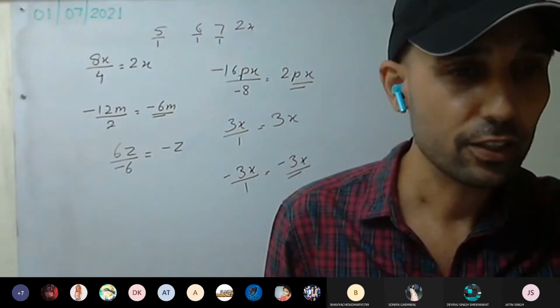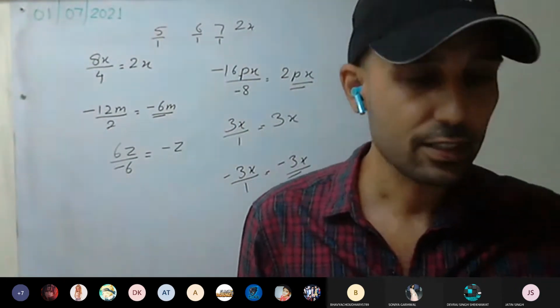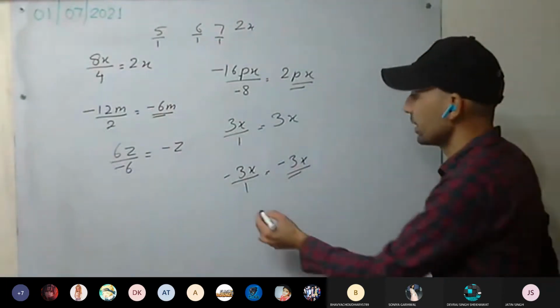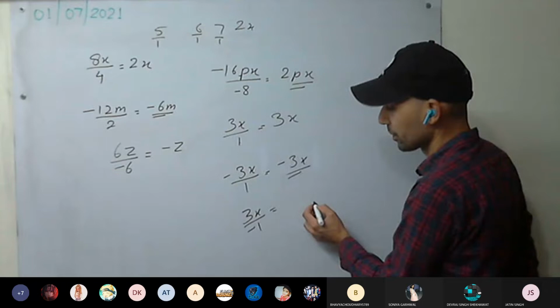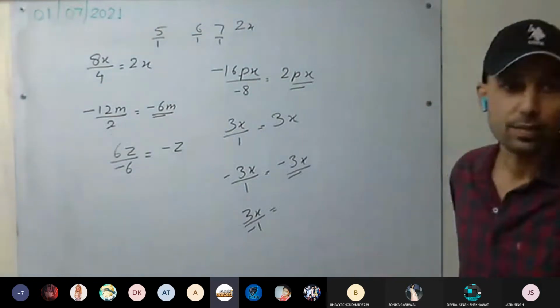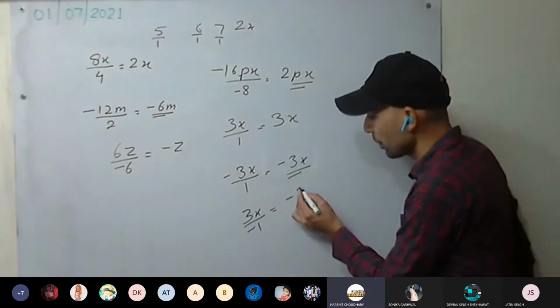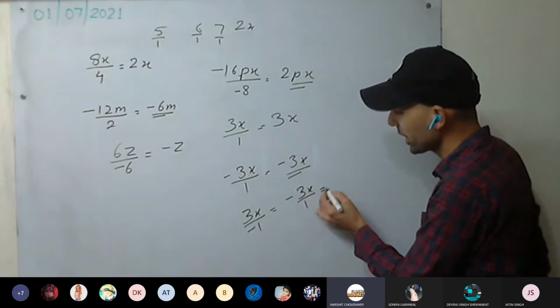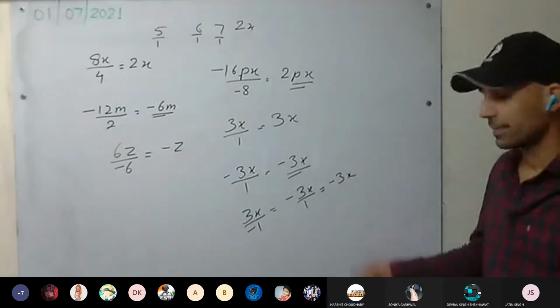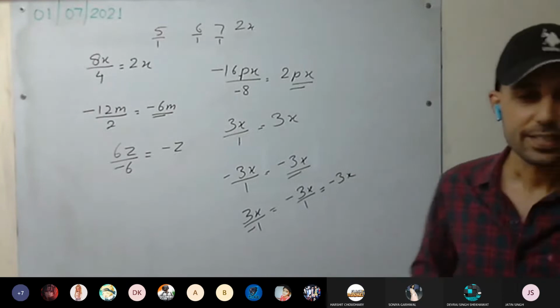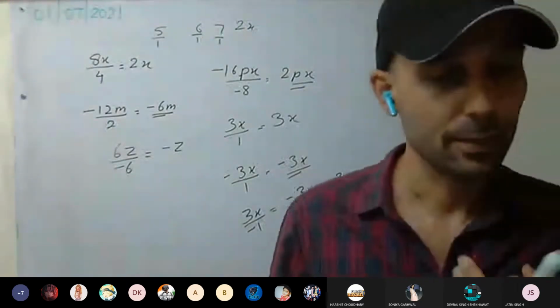Okay, next one, Harshit. 3x divided by minus 1. So, sir, it will be minus 3x by 1, or we can write minus 3x only. Minus 3x. Yes. Anything divided by 1 is the same number, okay?